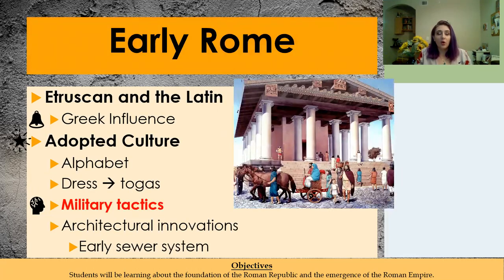So what probably actually happened is early Rome was a group of Latin tribes that was conquered by a group called the Etruscans, who were a Greek influence group, and they ruled over the Latin tribes, specifically over what would become modern day Rome. These early Romans began to adopt this culture. They had a lot of Greek influence. They adopted the Greek alphabet. They adopted Greek dress, such as togas, military tactics, agriculture, and even developed early sewer systems based off of the Greek model.